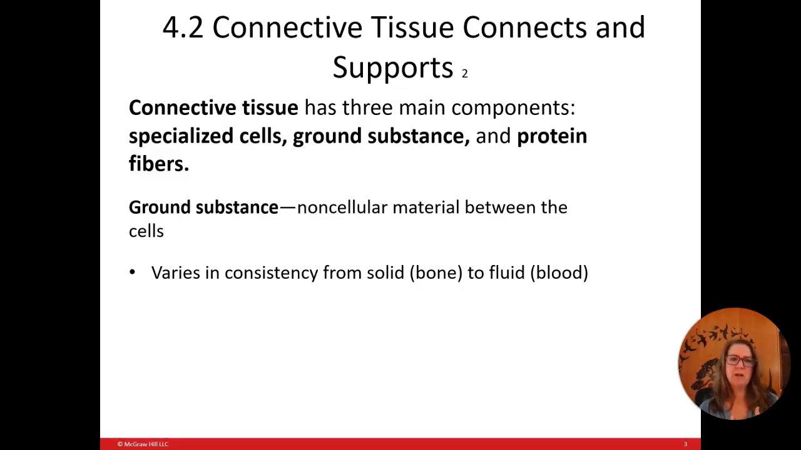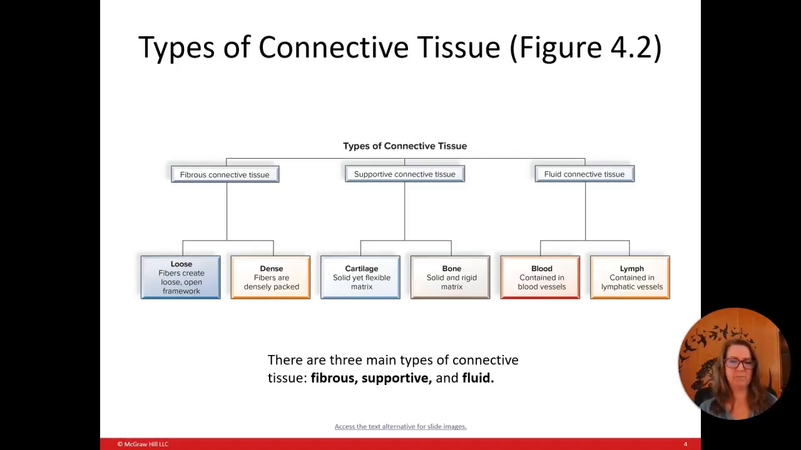Okay, so the ground substance is some non-cellular material between the cells. So it is going to provide consistency. If we're talking about solid or rigid connective tissue, then it's going to help it maintain its solidification. And if it is something like blood, then it's going to be fluid. So the consistency of the ground substance can change based on, again, the function of the connective tissue.